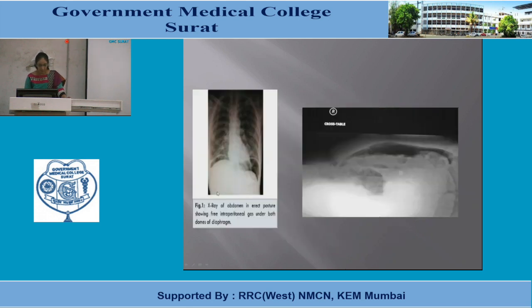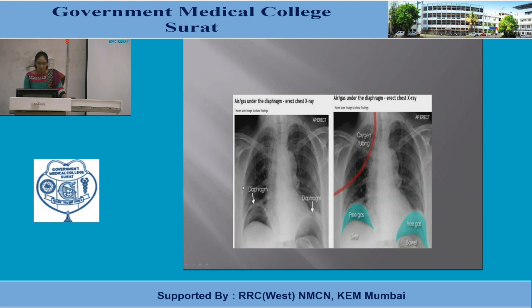This X-ray is taken in erect position, and this X-ray is taken in supine position. Cross-table lateral view is taken, so free gas is seen beneath the anterior abdominal wall. Both these X-rays show free gas. This you can see is showing free gas, and this is the liver shadow. This is the spleen shadow. This is bowel. This is the spleen, and this is free gas under the left dome of the diaphragm.